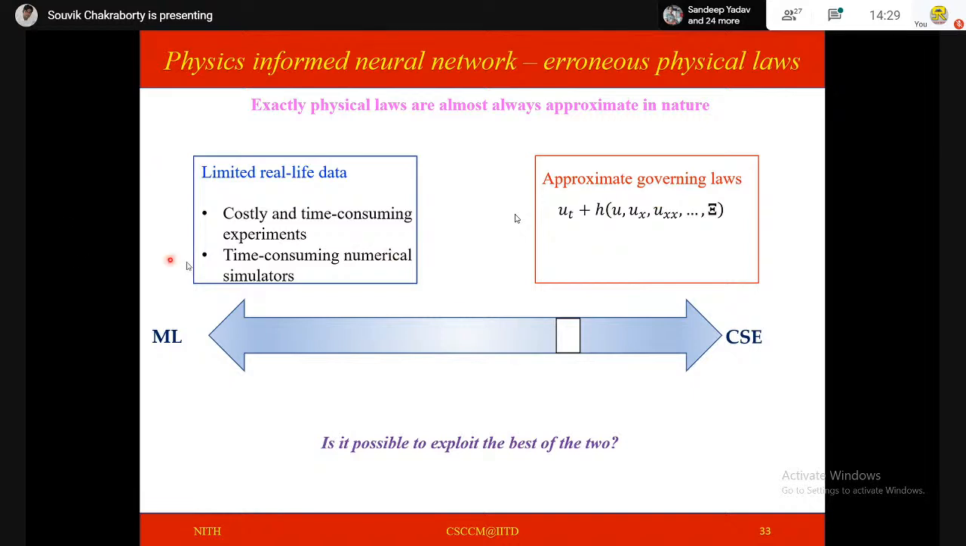And on the other hand, we have a scenario where we have very few data, and you cannot hope that only with this few data, which are accurate data nonetheless, you can build a neural network which is exact. So the question we are asking is, is it possible to exploit the best of the two? Can I exploit this highly accurate limited data and combine it with this approximate physics? And the answer is yes, and that is what I will be talking about now.